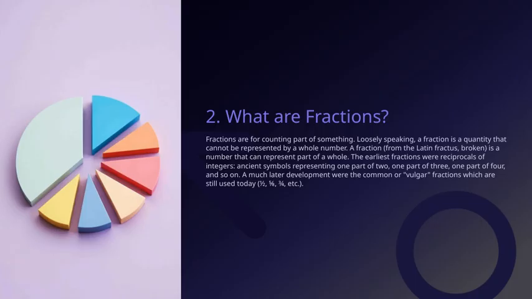The earliest fractions were quite simple. They were reciprocals of integers. This means they represented one part out of 2, 3, 4, and so on. These were often symbols used in ancient times to show parts of a whole. Later on, a more familiar type of fractions developed, what we call common or vulgar fractions. These are the fractions we still use today, like 1/2, 5/8, 3/4, and so forth.